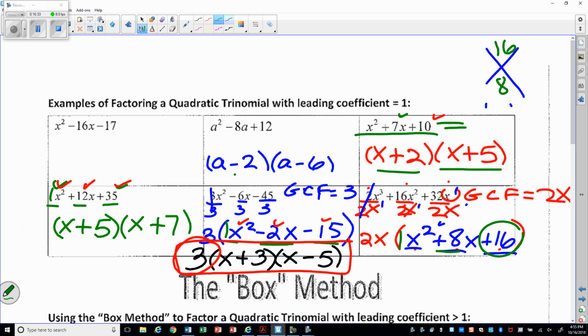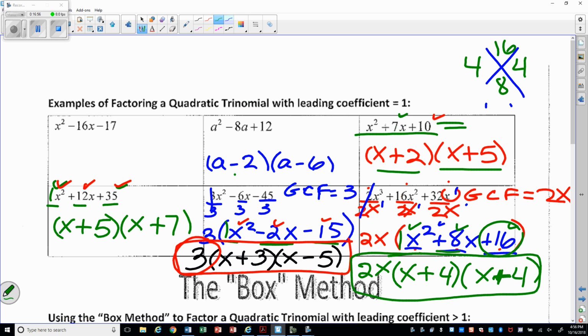So what would that be? How about 4 and 4? 4 times 4 is 16 and 4 plus 4 is 8. So x times x is x squared. 4 times 4 is 16 and 4 plus 4 is 8. And then don't forget the 2x.